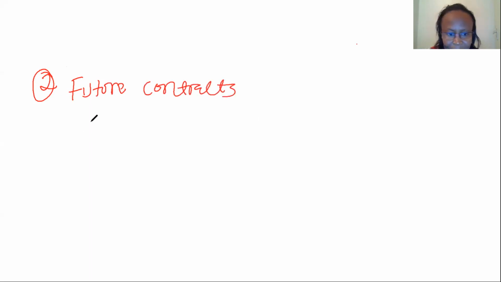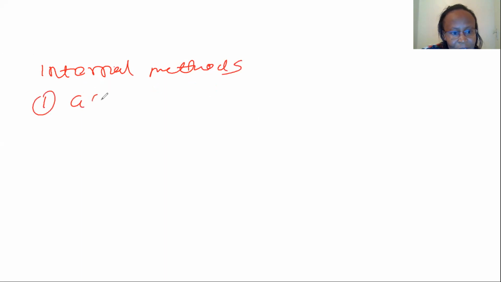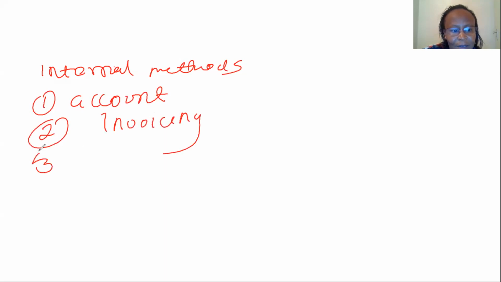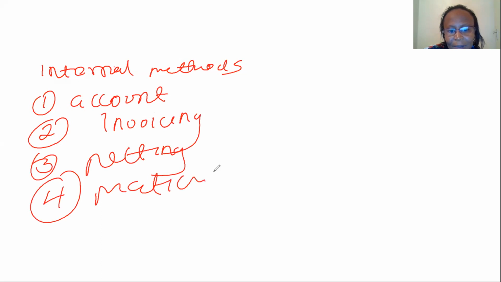I've divided them in my notes. When you talk of internal methods, I want to make clear for those who are taking notes. Internal methods is what you can do within the company, is what we had discussed before. First was the bank account issue. Second was invoicing. Third was netting. Fourth, we talked of matching. That is what you do within the company. It does not need any market, any bank or any stock market interventions.